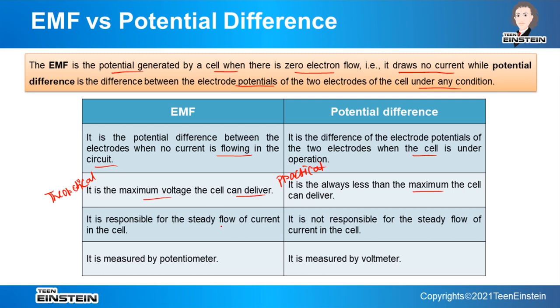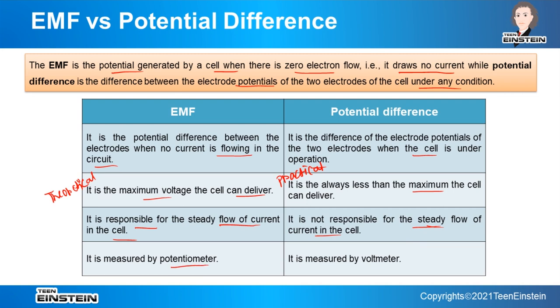EMF is responsible for the steady flow of current in the cell. As there is a difference, the current flows so that the difference is decreased. Potential difference is not responsible for the steady flow of current in the cell. EMF is responsible because when the cell is not under operation and there is a potential difference, that is why there is a flow of current. But once the flow of electrons has started already, then it is not responsible for the steady flow of the current in the cell.